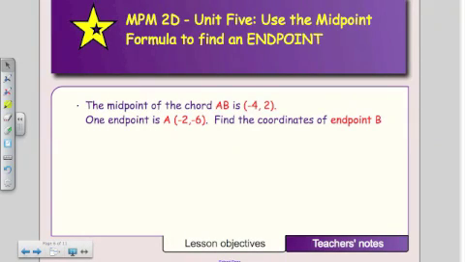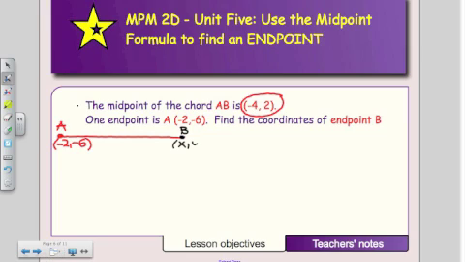Like this one. The midpoint, this shows up over and over again. You are definitely going to be tested on a question like this. So this is a little different because I am given the midpoint. That is my midpoint. I know that one endpoint is A. A is (-2, -6).